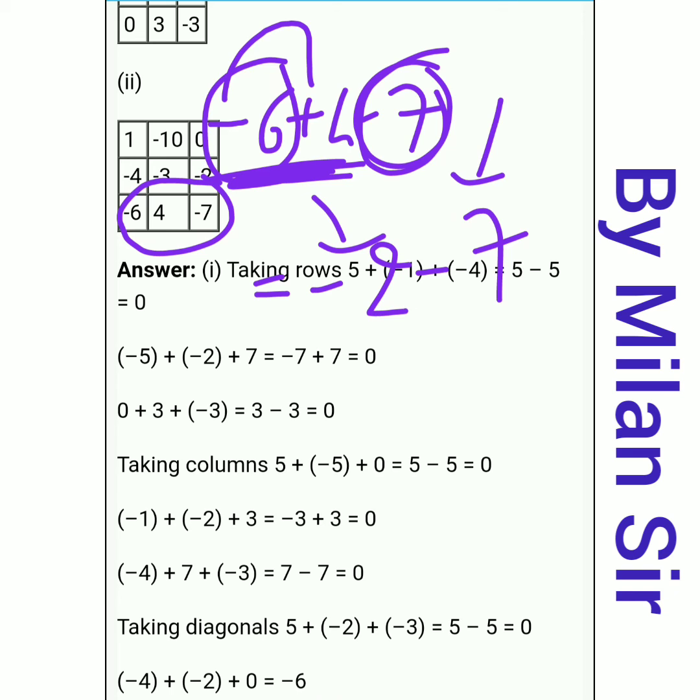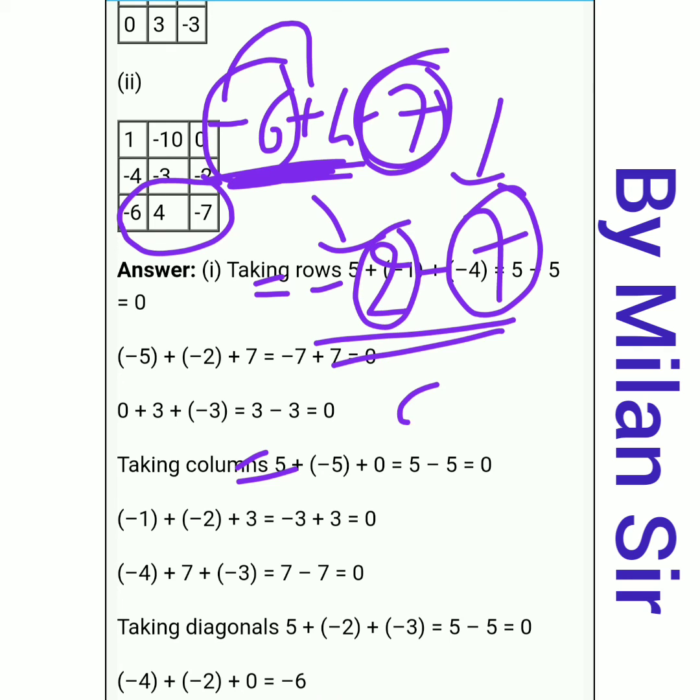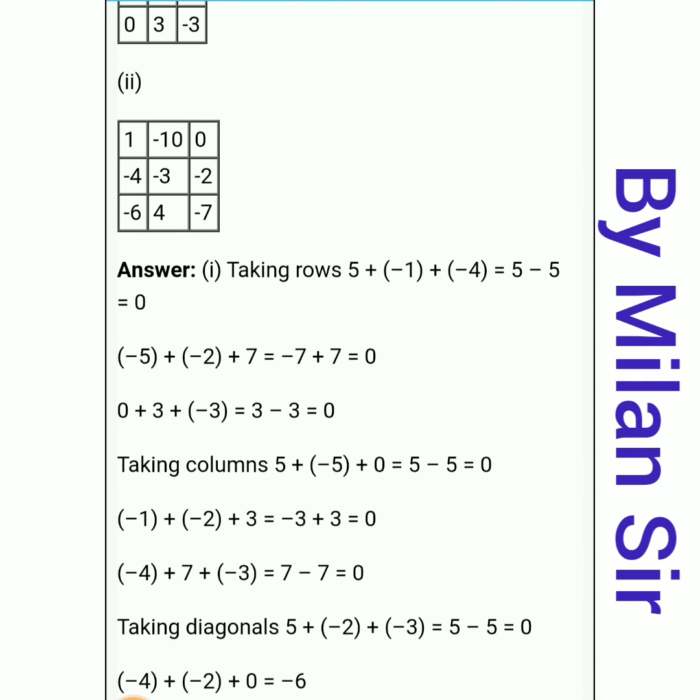Okay, now solve these two numbers. So here minus minus plus, 7 plus 2, 9. Big number 7 has a negative sign, so negative sign, so minus 9. Okay, so in all three columns and all three rows we get the same answer, minus 9. Okay, now the last thing is pending.